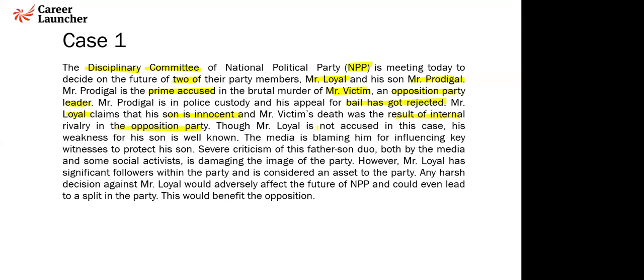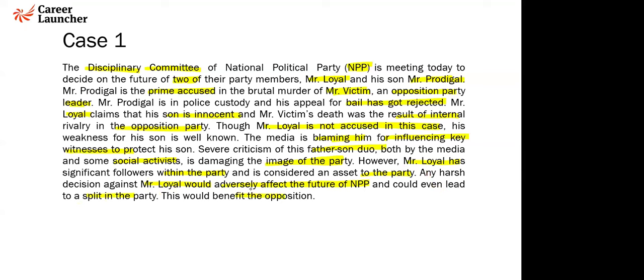Though Mr. Loyal is not accused in the case, his weakness for his son is well known. The media is blaming him for influencing key witnesses to protect his son. Severe criticism of the father-son duo, both by the media and some social activists, is damaging the image of the party. However, Mr. Loyal has a significant following within the party and is considered an asset to the party. Any harsh decision against Mr. Loyal would adversely affect the future of NPP and could even lead to a split in the party. This would benefit the opposition.